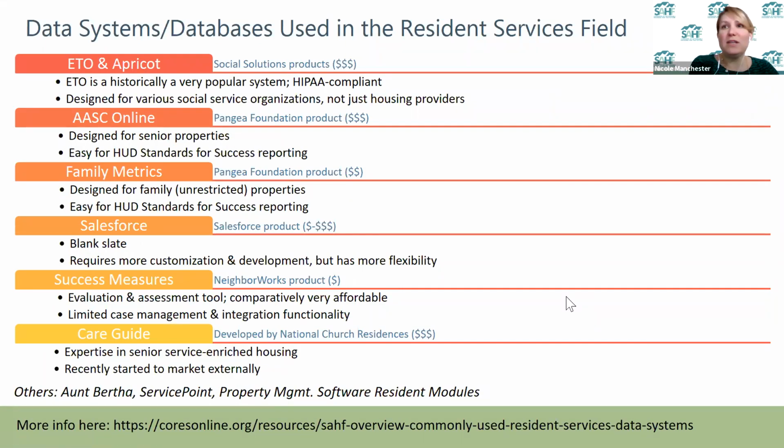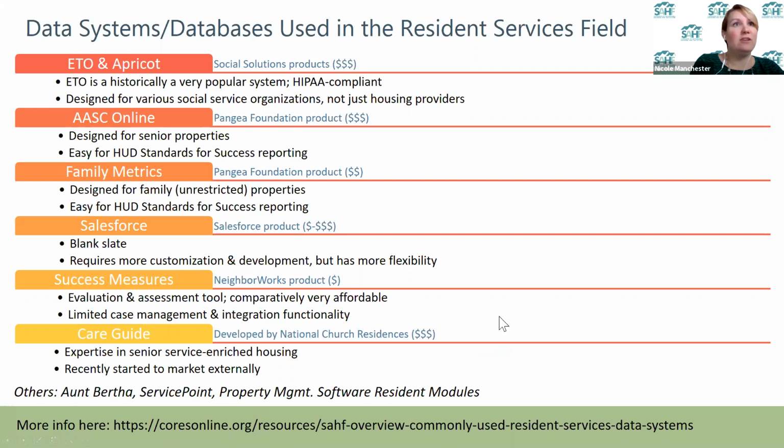So we developed a longer memo that talks about some of these issues and drills down into the specific common data systems or databases that we have found, based on what we've learned from CORES applicants and from talking with the SAFE members, and just our general understanding of the broader affordable housing field, some common resident data systems that folks use. There's much more information in the longer memo that we encourage you to look at. But this is just a brief snapshot of what we found.